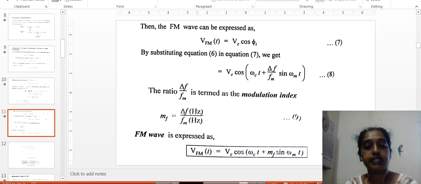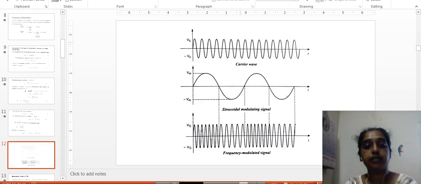The modulation index mf is given by the frequency deviation del f by fm. The final frequency modulated wave Vfm is given by Vc cos of omega ct plus mf sin omega mt. This is the waveform: the carrier signal, modulating signal, and the frequency modulated signal.